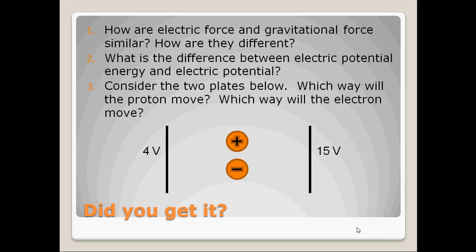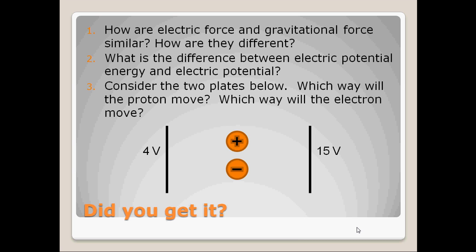Now, as a way for you to check yourself and see if you really got what you were supposed to get out of this, a few questions for you to ponder. First of all, we've been comparing electric and gravitational force and fields throughout this whole lesson. Compare and contrast. How are they similar? How are they different? Second question: we talked about electric potential energy and how it was kind of insufficient and how we needed to define a new term called electric potential. What's the difference? They sound very similar, but they're not.